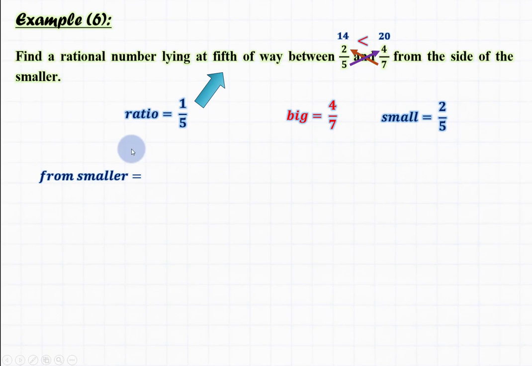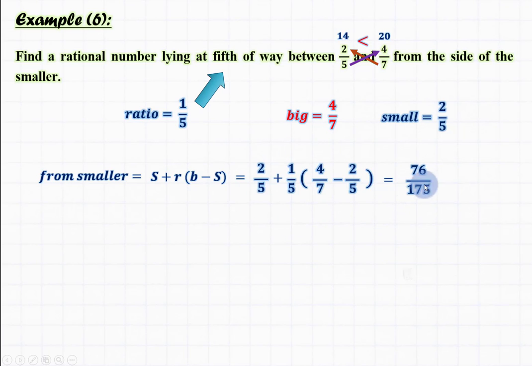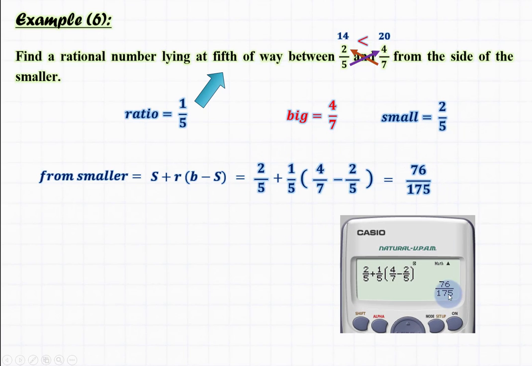From the smaller side, we make small plus ratio, and inside the bracket big minus small. The small number 2 over 5 plus the ratio 1 over 5, and inside the bracket we make big minus small: 4 over 7 minus the smaller 2 over 5, and type it all in the calculator. The result will equal 76 over 175.